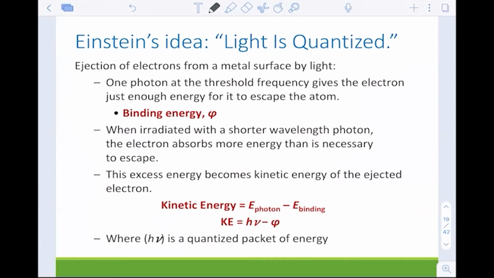So when it's irradiated with a shorter wavelength photon, the electron absorbs more energy than necessary. Remember, a shorter wavelength means a larger frequency, which correlates to a higher energy. So even if you decide, hey, I'm going to pummel that metal surface with higher energy than what's needed, that's great. The electron will still absorb that energy and it will be released. It's just getting more than what it needs. It will have a higher kinetic energy when it leaves.